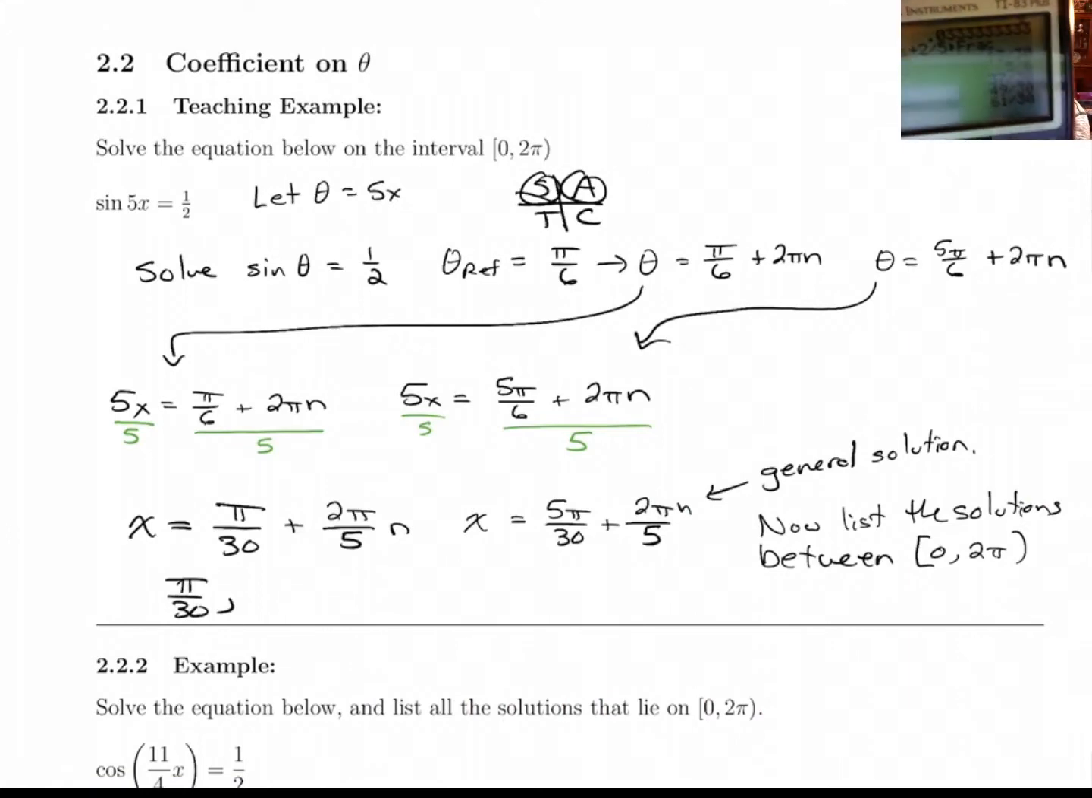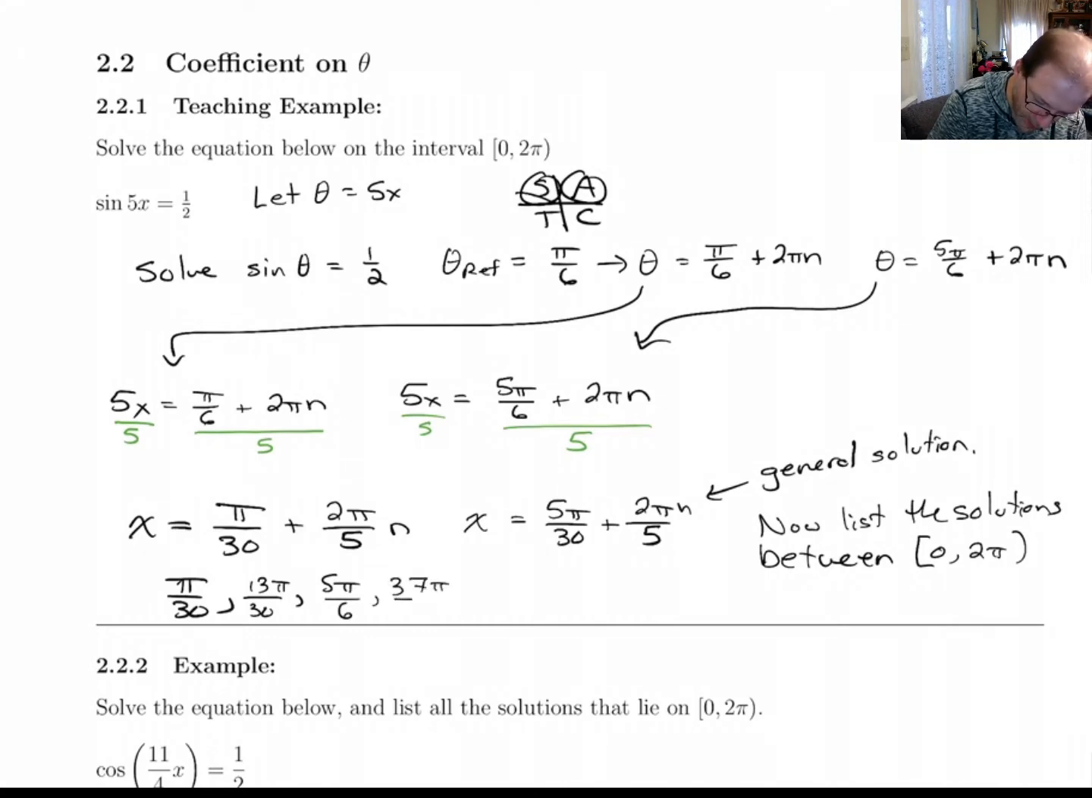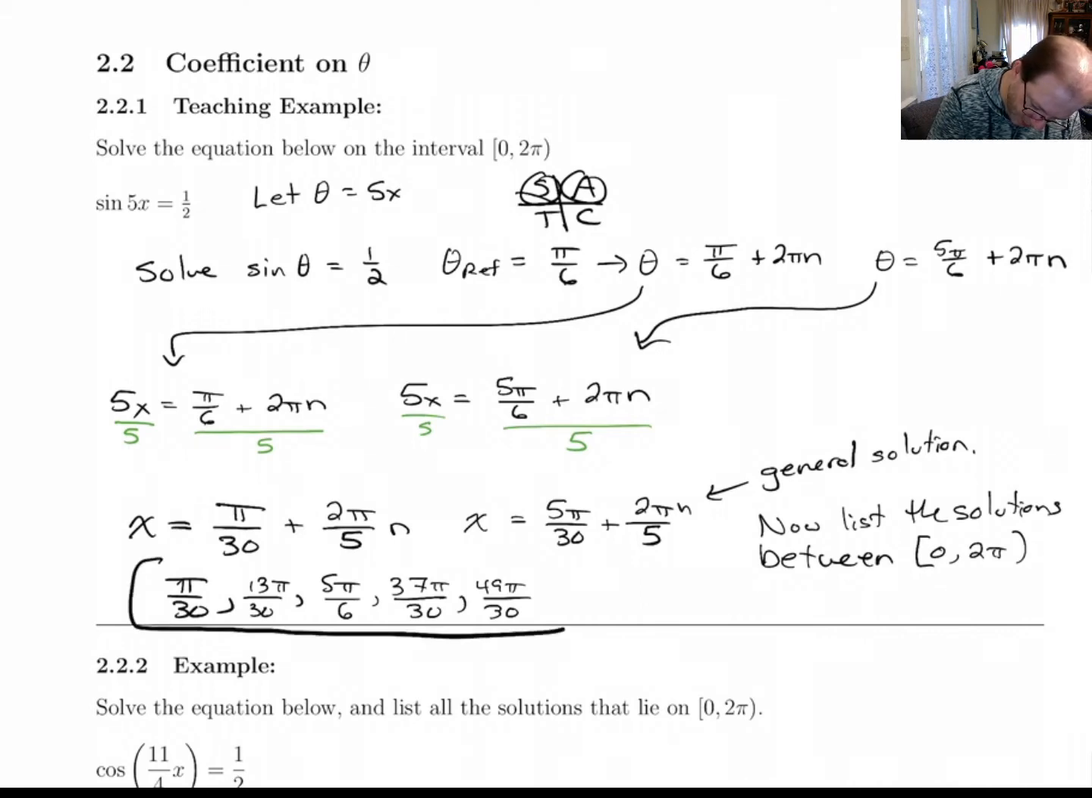So my solutions are going to be pi over 30, 13 pi over 30, 5 pi over 6, 37 pi over 30, 49 pi over 30, and then 61 pi over 30, that's a solution, but it's not inside the interval. So that's all we get from our first answer, from the pi over 30.